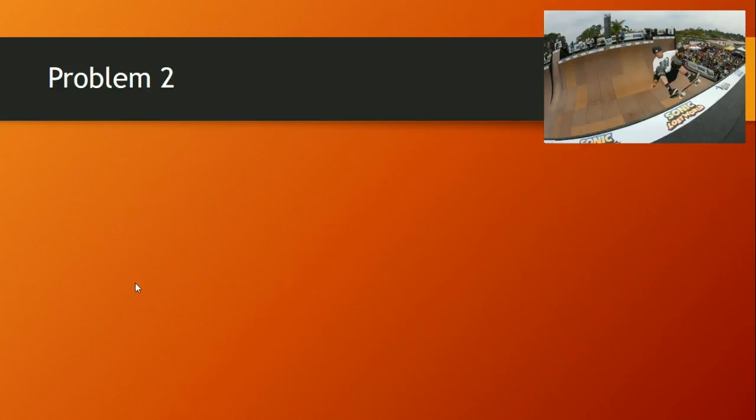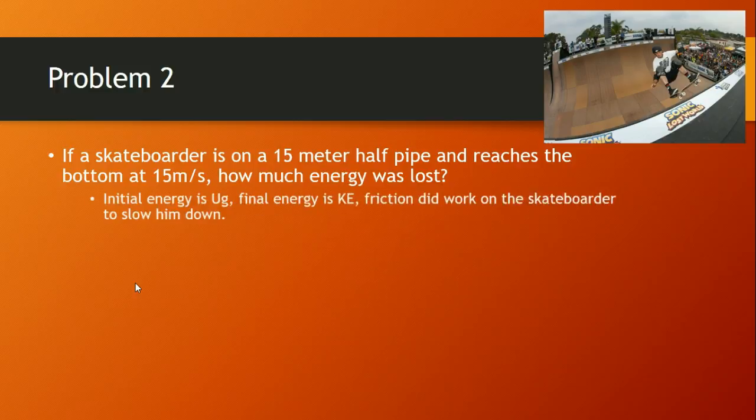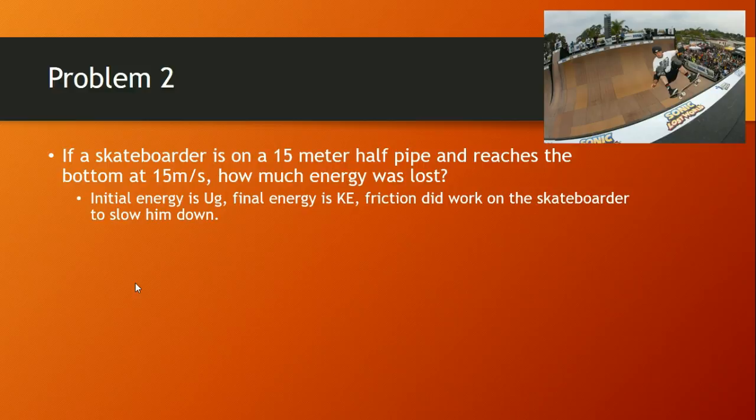So here's problem 2. If a skateboarder is on a 15-meter half pipe and reaches the bottom at 15 meters per second, how much energy was lost? Initial energy: the skateboarder is at the top of the half pipe, and let's assume that they're not moving. So the initial energy is potential energy of gravity. Final energy is all kinetic energy. Let's assume the bottom of the half pipe is the Earth. Once you're on Earth, there's no more potential energy because you cannot fall.